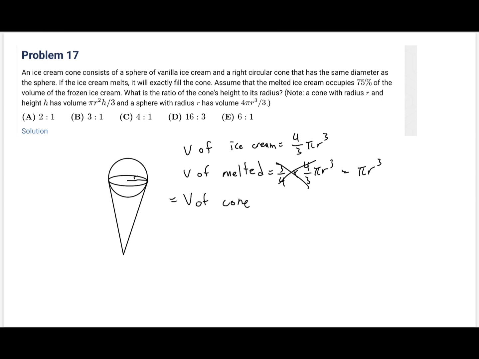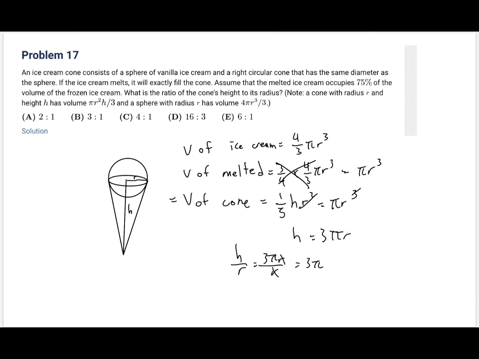And then let's say the cone has a height of h. Then this would be 1/3 h r squared. So this is pi r cubed, right? So if r squared is taken away, h equals 3 pi r. So h is 3 pi r. Ratio of the cone's height to its radius, h over r equals 3 pi r over r equals 3 pi. The answer is 3 pi.